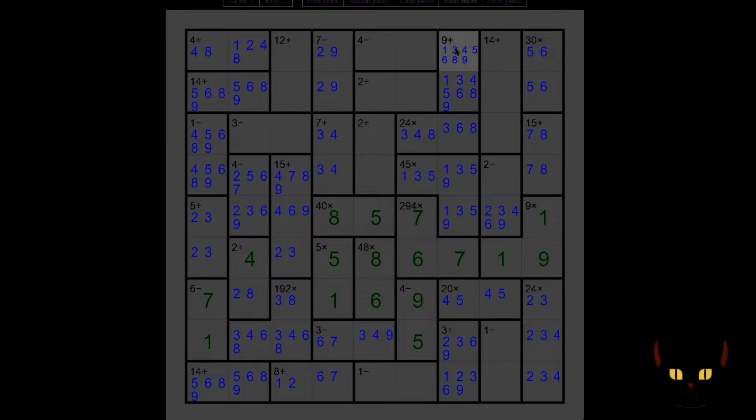Why are these rendering differently? Oh, probably because this one has the 9 plus in it, so it thinks it has less space. I guess it's fair. I didn't want to put the 1 behind the clue.